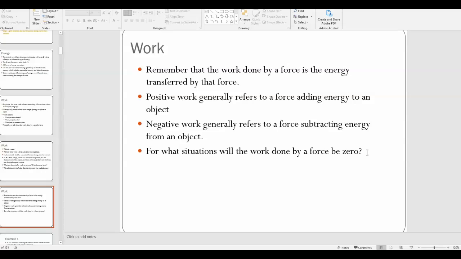So for example, let's say you kick a soccer ball, your foot is adding energy to the soccer ball, and then the soccer ball flies off.